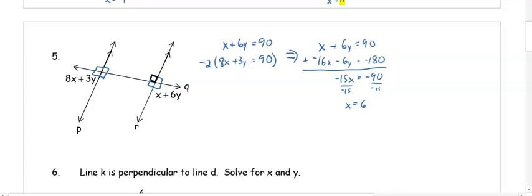x is 6. And then we can go back and solve for y. So we're going to have 6 plus 6y equals 90. We can subtract 6 from both sides. 6y equals 84. When we divide by 6, we get y is 14.